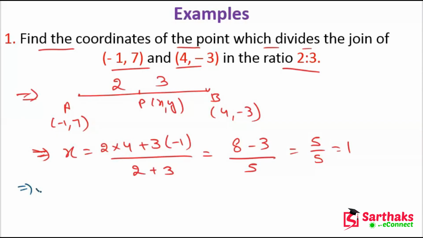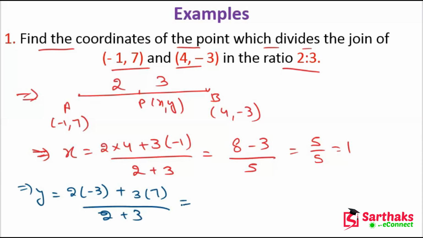How can we find it? The y coordinate is (2 into y2, meaning 2 into -3, plus 3 into y1, meaning 3 into 7) divided by 2 plus 3. This equals (-6 + 21) divided by 5. If we solve it, we get 15 divided by 5, and we get 3.